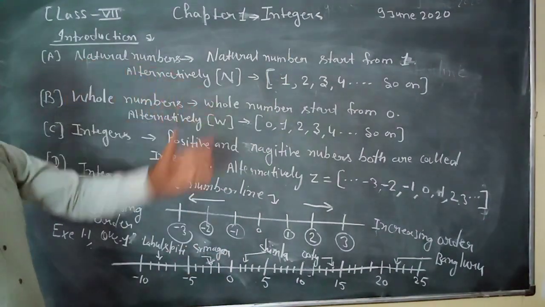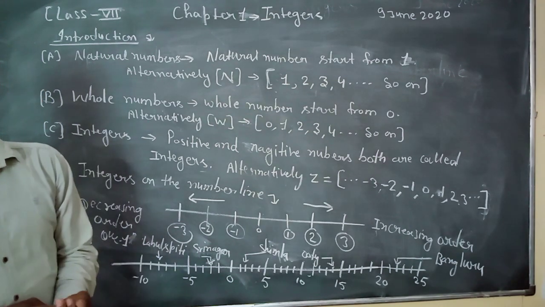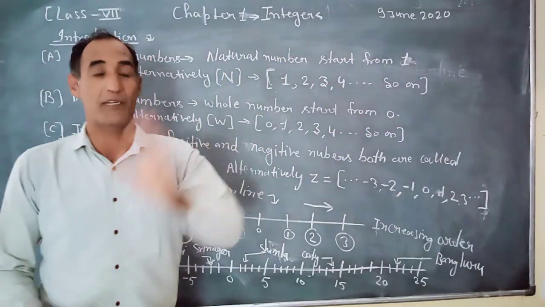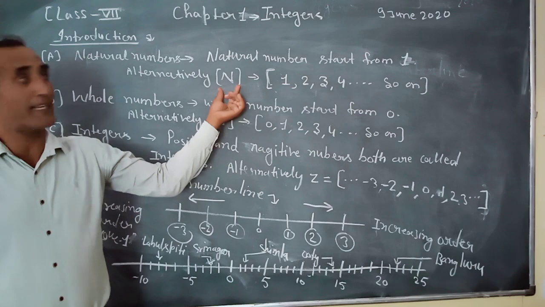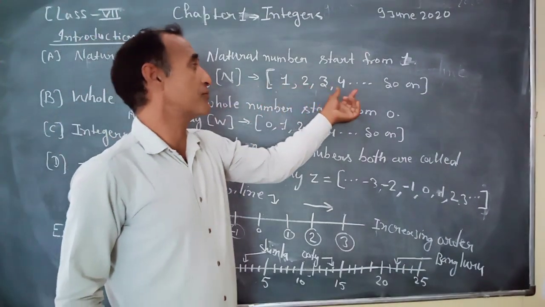First is the natural number. You know about that already. What is the natural number? You do not know, I am telling about that. Natural numbers start from 1. Alternatively, the short form is N, like 1, 2, 3, 4 and so on.